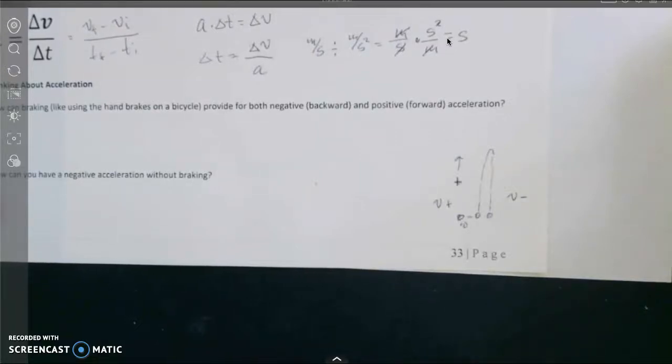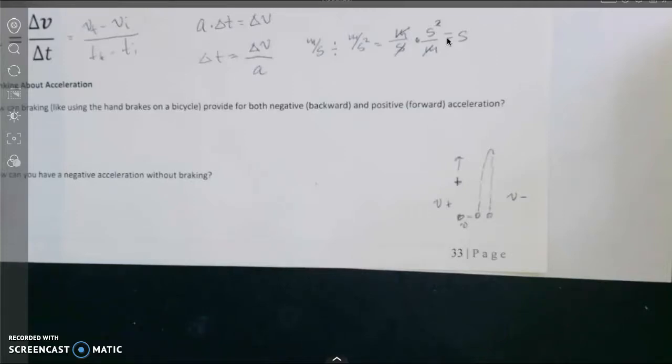Now, here's something to keep in mind. If your velocity and your acceleration have the same sign, meaning they're both positive or they're both negative, then that object's going to speed up. But if you have opposite signs, like your acceleration is positive and your velocity is negative, or your velocity is positive and your acceleration is negative, then they're counteracting each other and the object slows down.